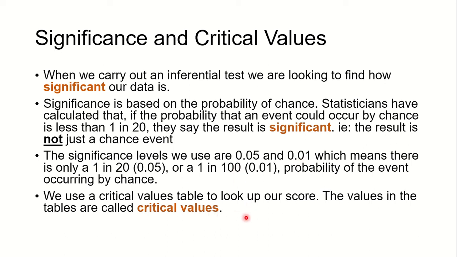The statistical table I'm referring to is called a critical values table. And as I said, you've been given that in class. You should have that stuck in your jotter. But you can also download a copy from the website right here if you've lost it, or you prefer to have a digital copy to work with.